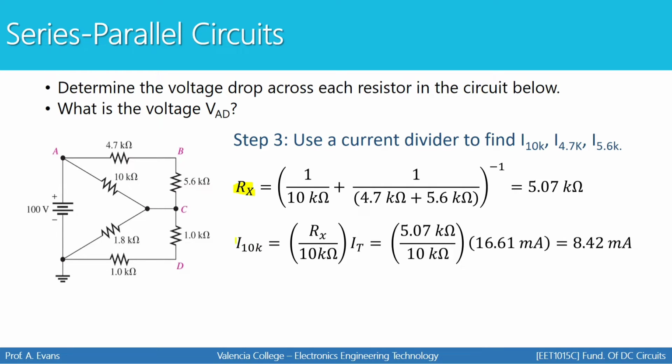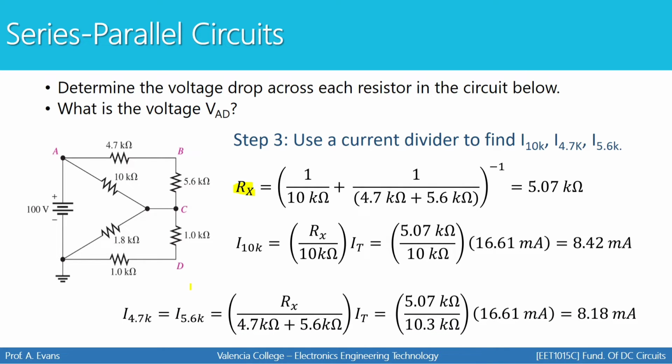The current through the 10K resistor has to be the total resistance of both paths divided by 10K multiplied by the total current coming into this node. So here's how we'll fill in that equation and solve that for the current through the 10K resistor.